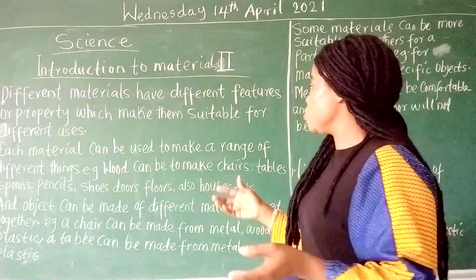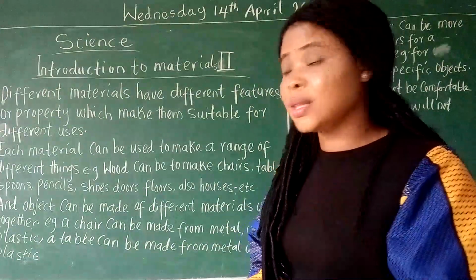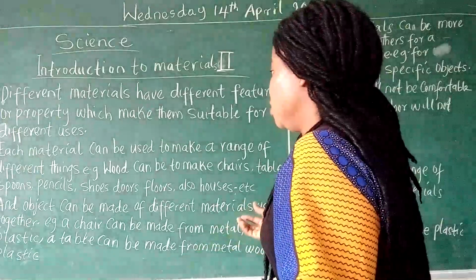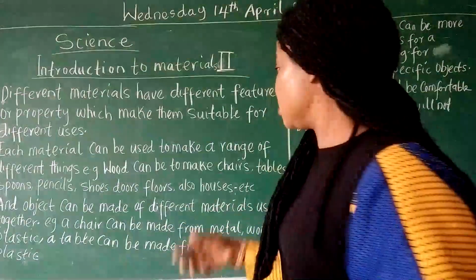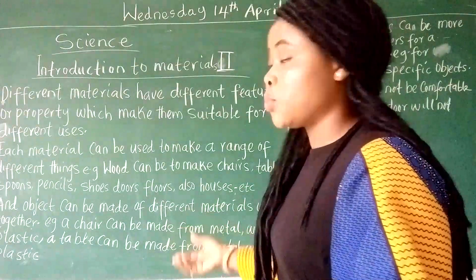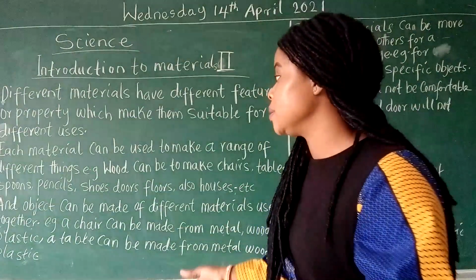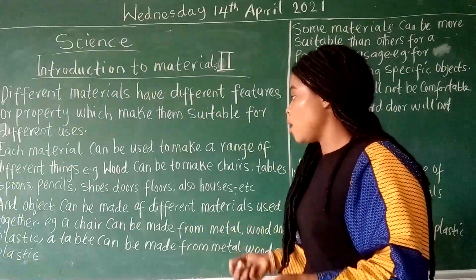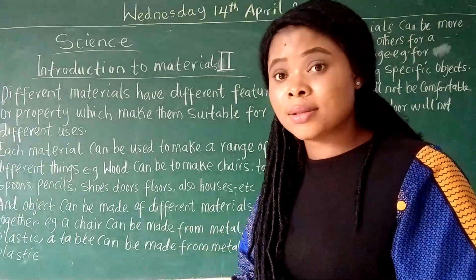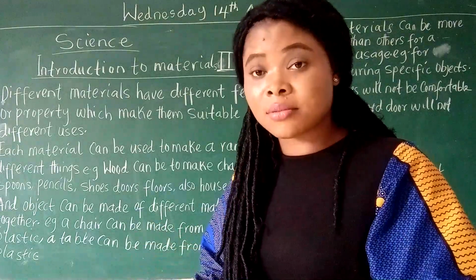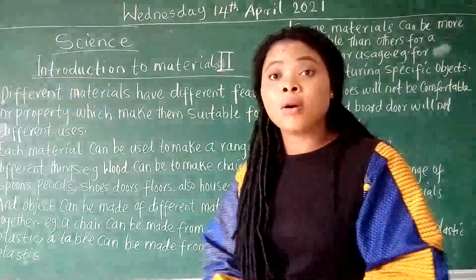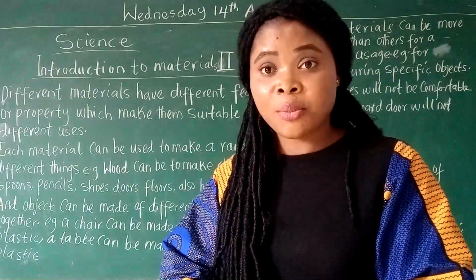Each material can be used to make a range of different things. Wood can be used to make chairs, tables, spoons, pencils, shoes, doors, floors. Good. Also houses. So let's take a break here.